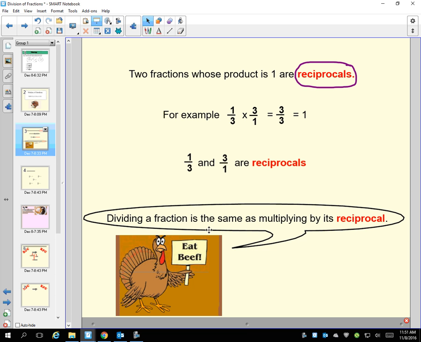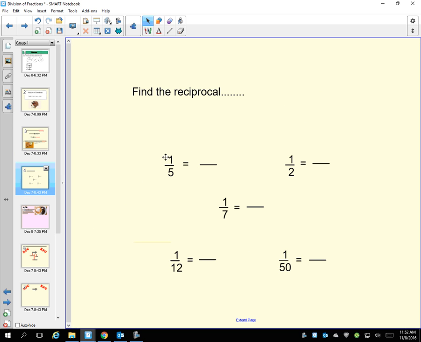Dividing a fraction is the same as multiplying by its reciprocal. All right, so first let's just practice some reciprocals. So 1/5. You can write just a few of these down. You don't have to necessarily write all of them down. But 1/5, the reciprocal of 1/5 would be 5 over 1. 1/2, the reciprocal would be 2 over 1. Okay? Now I want you to pause the video while you think about what the reciprocals of these three are.